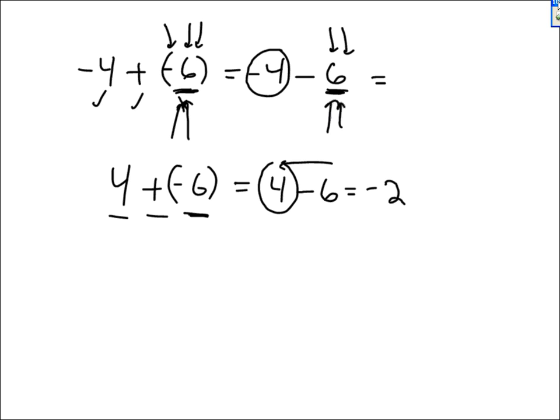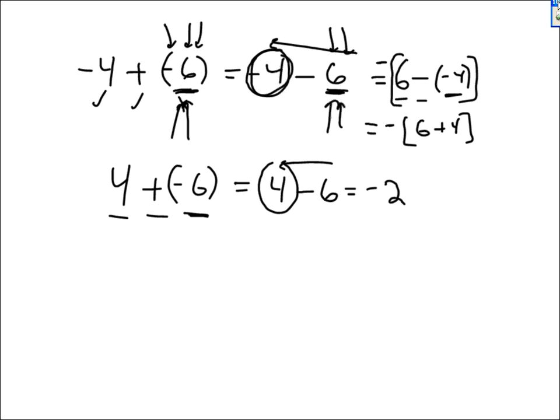In our case on top, the first number is not positive. So, I'll read it backwards. 6 minus a negative 4. But you pay a price for reading it backwards in subtraction. You get a negative in front. There's a negative in front. Now it's a brand new problem inside the brackets. Is this 6 minus 4? No, it's not. Oh, it must be 6 plus 4 then. 6 plus 4 is 10 with a negative sign in front.